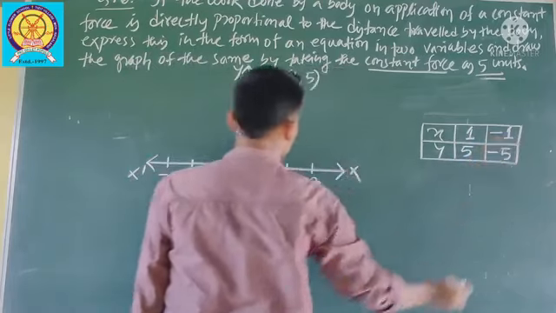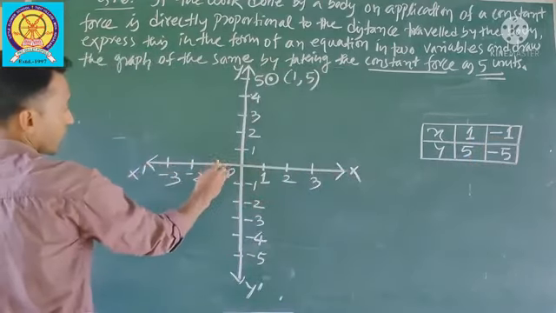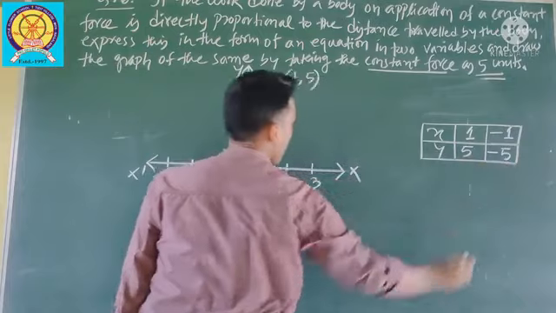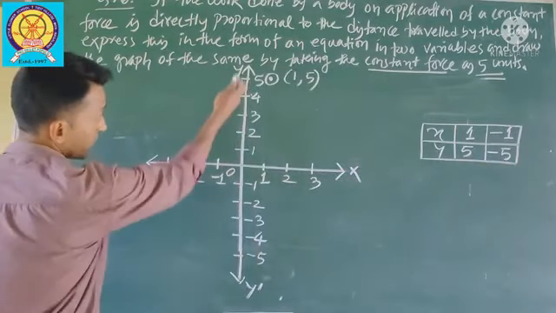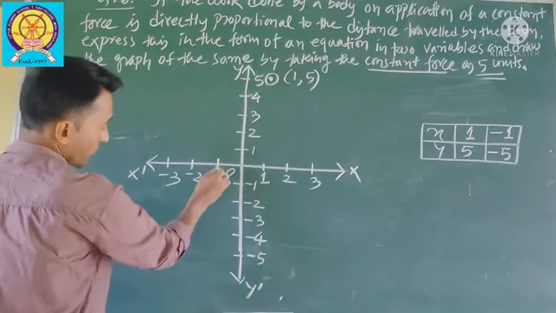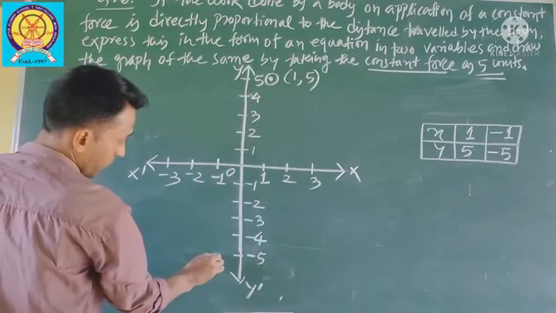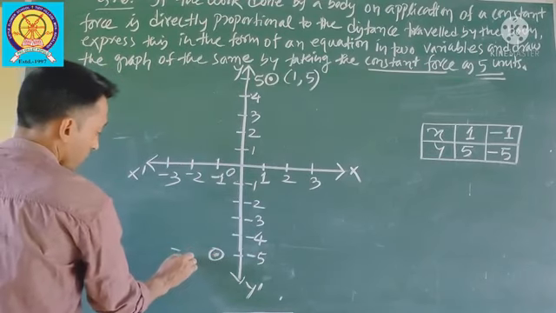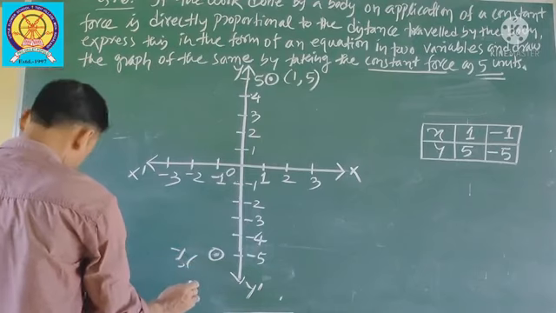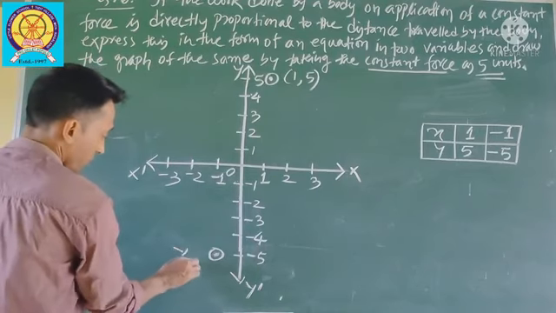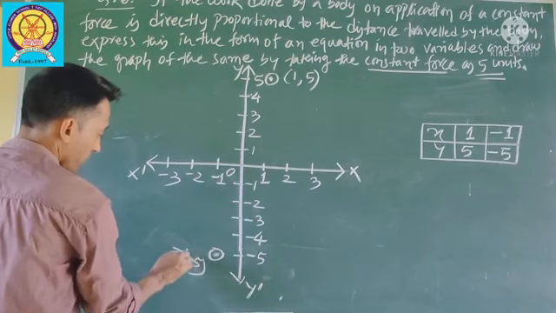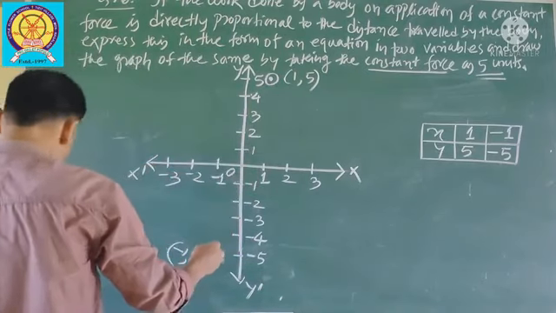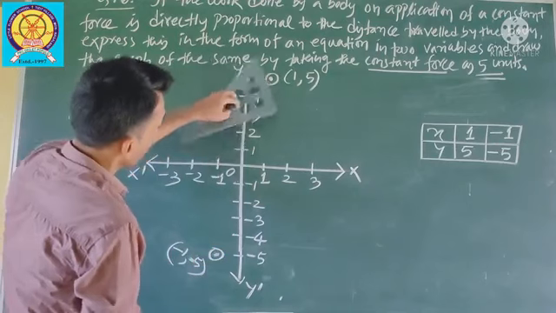Then x is minus 1. On the x axis, you see minus 1, this one. Y, how much? Minus 5. On the y axis, minus 5, this one. So your point is minus 1, minus 5. So now you join these 2 points.